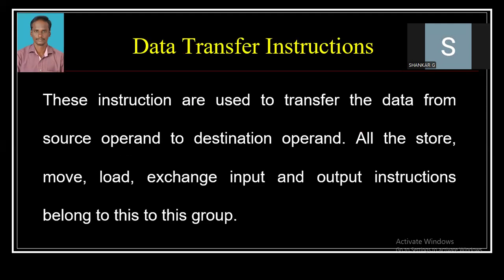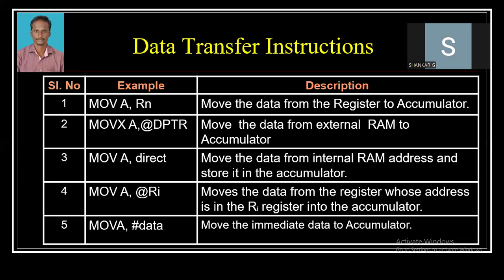First, let us see what data transfer instructions are. These instructions are used to transfer data from a source operand to a destination operand. All the store, move, load, exchange, input, and output instructions belong to this group. So some simple examples are given for data transfer instructions.